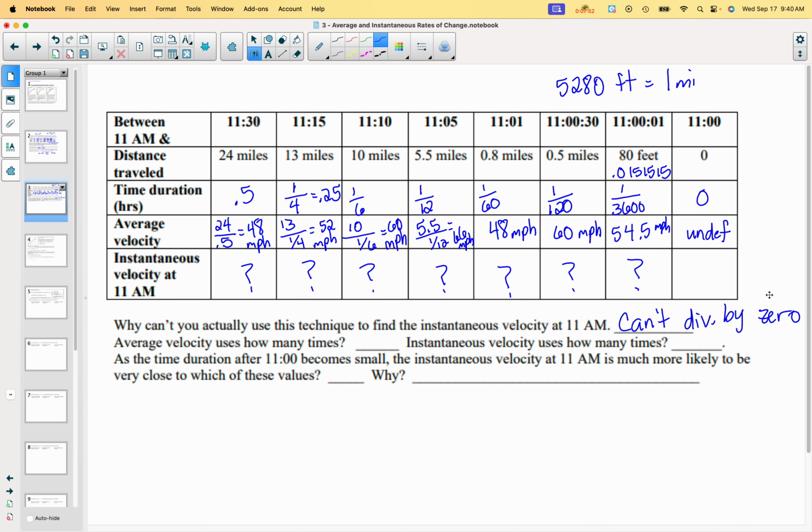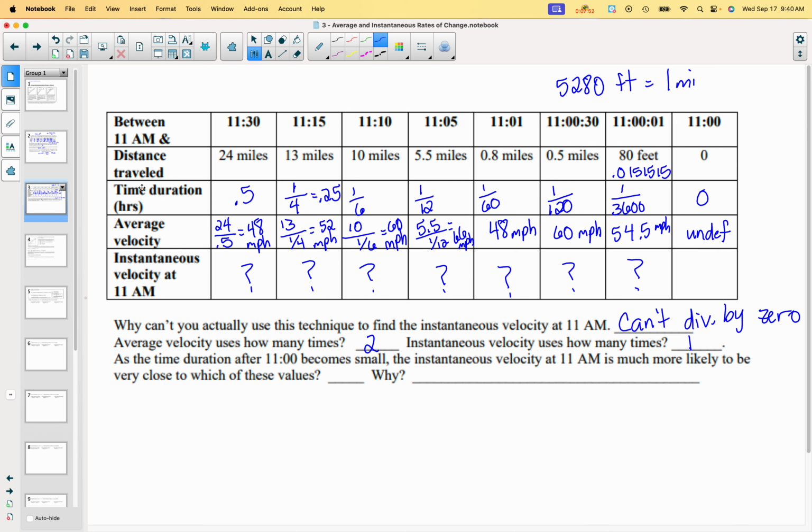So the average velocity uses how many times? 2, because we had to find the change in the distance over the change in the time. So instantaneous velocity uses how many times? 1. So as the time duration after 11 o'clock becomes small, the instantaneous velocity at 11 o'clock is much more likely to be very close to which of these values.